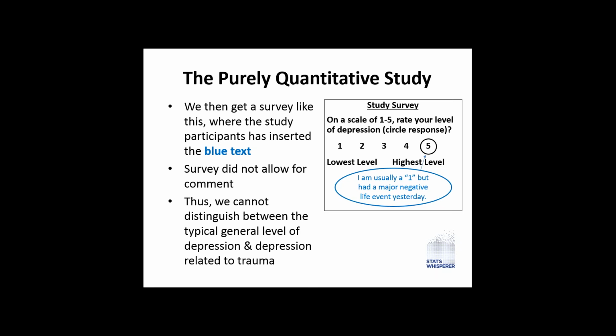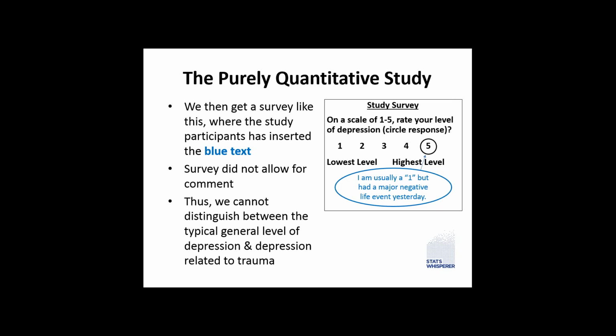So you can see here that the person circled 5, so they have the highest level of depression. But they also wrote they're usually a 1, but had a major negative life event the day before. So think about this conceptually. We're trying to measure chronic depression in the community. Chronic means it's the depression that more or less exists every day for the community member. It's not episodic like this person. They had an episode, and that's what's related to their depression.